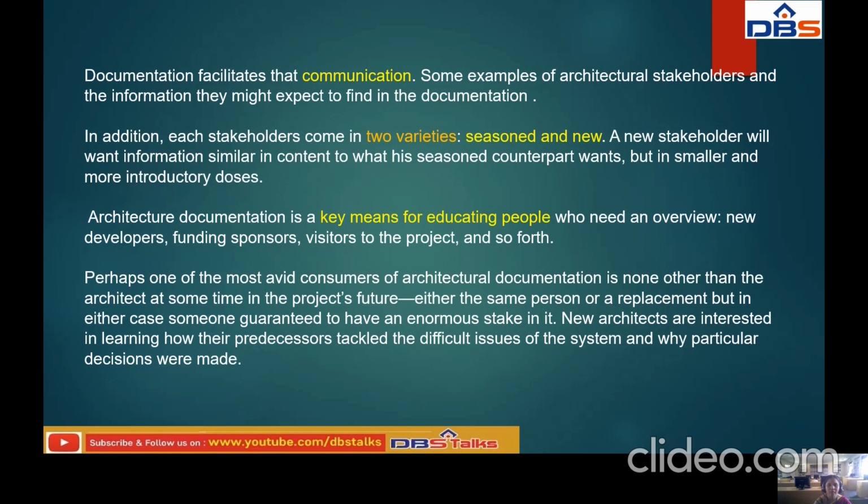They are interested in learning how their predecessors tackled the difficult issues of the system and why particular decisions were made. So in some situations they tackled difficult situations, and how they took the decisions in those difficult situations when they came up while creating an architecture. So they want to know something about the architects who created the architectures. The documentation helps new architects with respect to these points. That is the main thing: how the documentation is useful for new architects also.